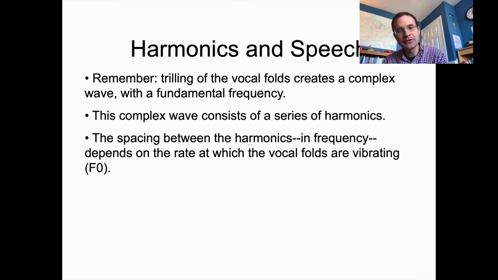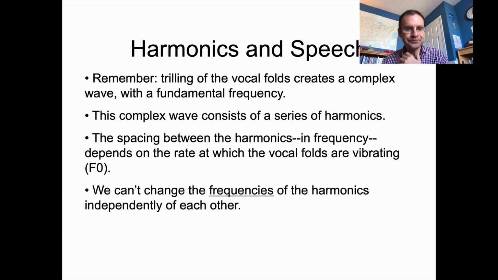The frequencies of those harmonics, those sine waves, are going to be evenly spaced apart from each other. So that spacing is going to entirely depend on the rate at which the vocal folds are vibrating, right? If my vocal folds are vibrating at a fundamental frequency of 100 hertz, I'm going to get harmonics at 100 hertz, 200 hertz, 300 hertz, 400 hertz, and so on, right? We can't change those frequencies of the harmonics independently of one another. They have to be evenly spaced according to whatever the fundamental frequency is.